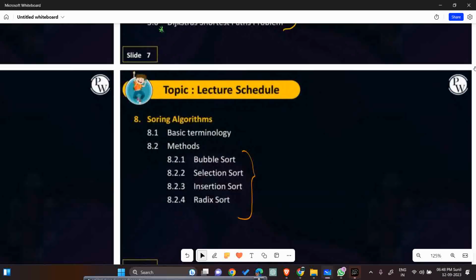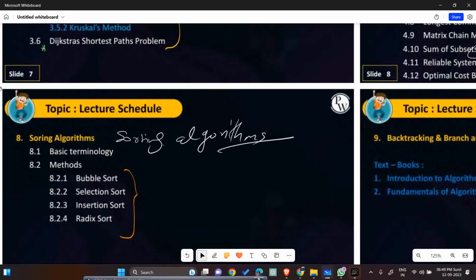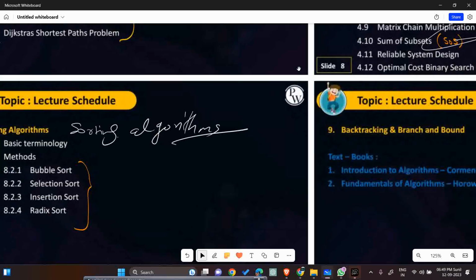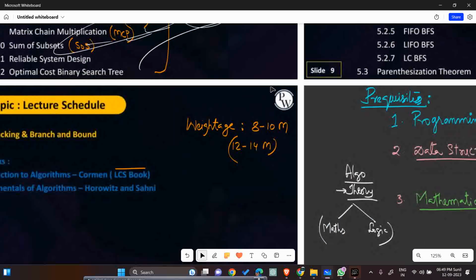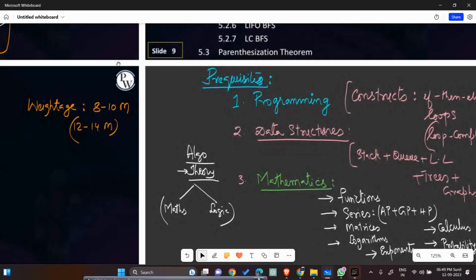And the leftover topics will be sorting. This is sorting algorithms. Sorting algorithms are there.